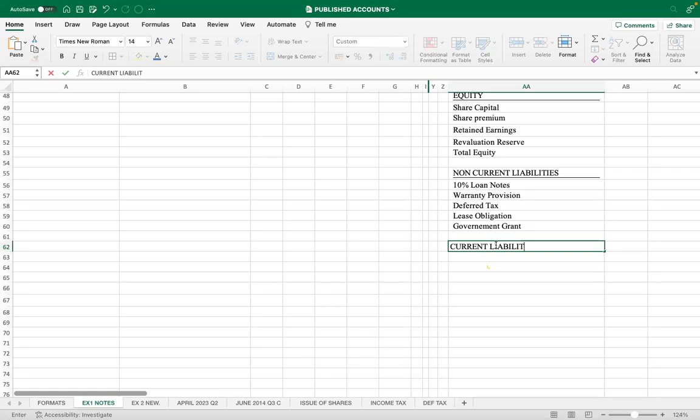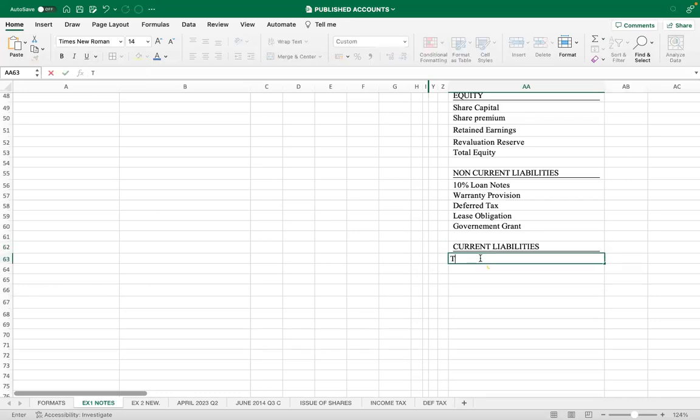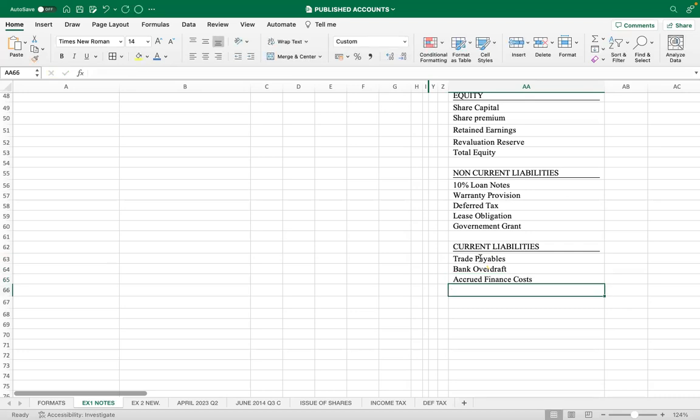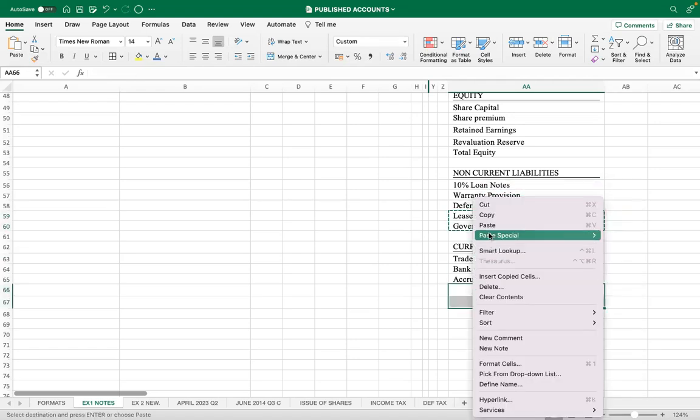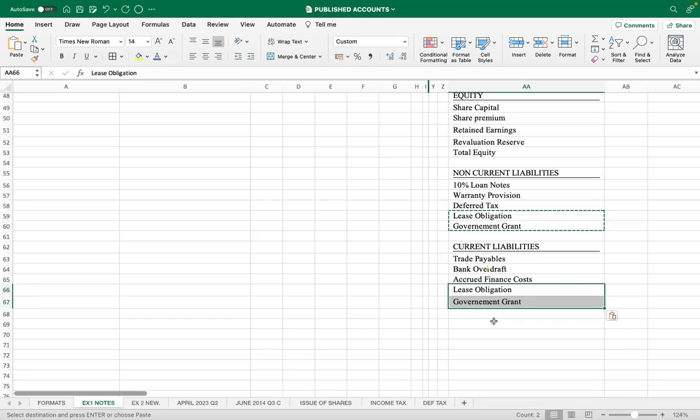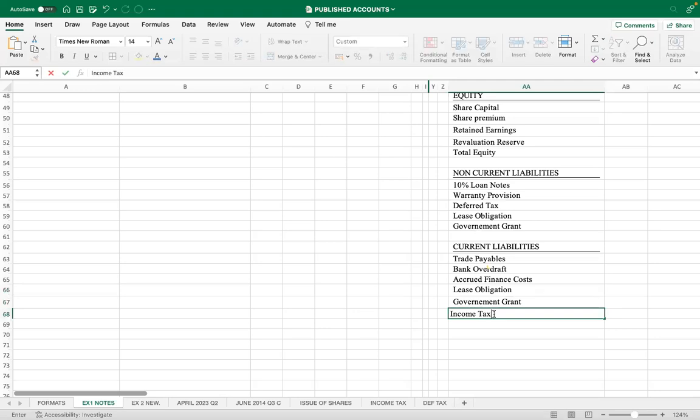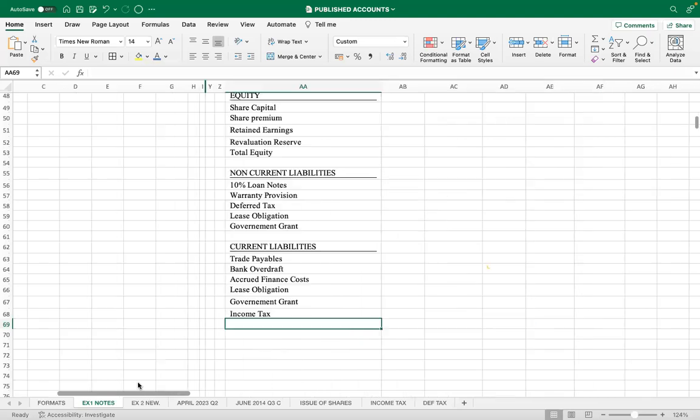Current liabilities. Now, in current liabilities, we can have as many current liabilities as possible. There can be trade payables. There can be bank overdraft if there is. There can be accrued finance costs if there is. There can be lease obligations. Now, lease obligations can be both current and non-current. I will explain when we are covering leases. Maybe there can be income tax, and there can be dividends paid or dividends proposed, but I can ignore it for now.